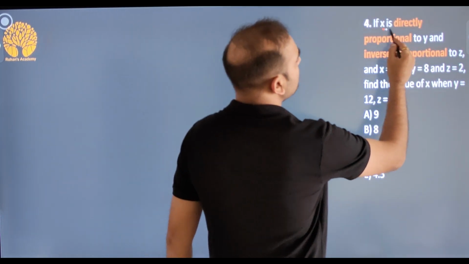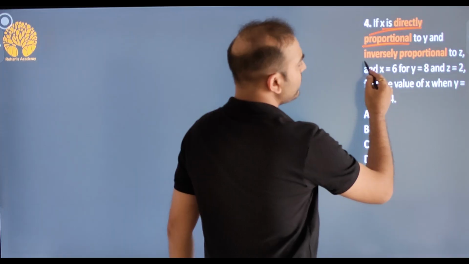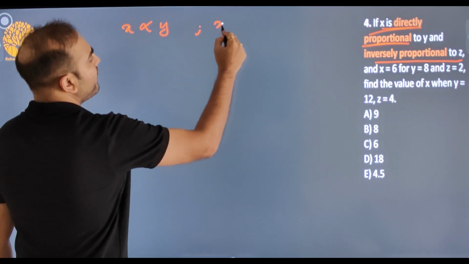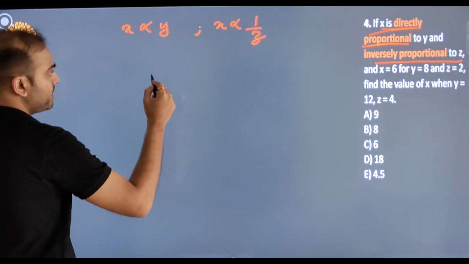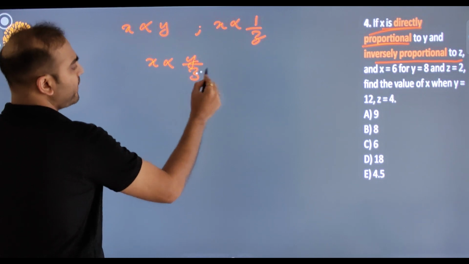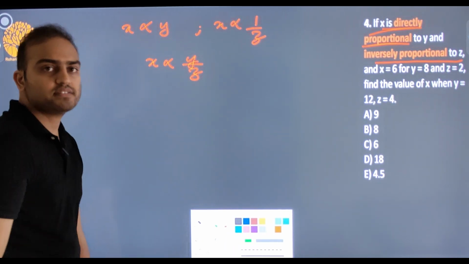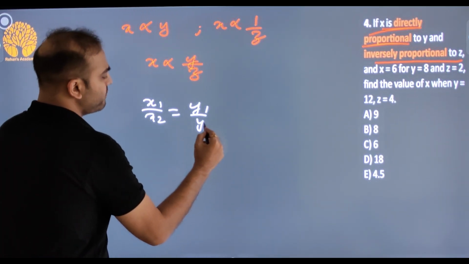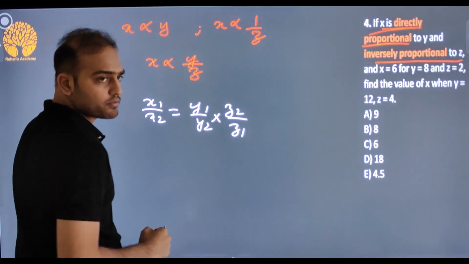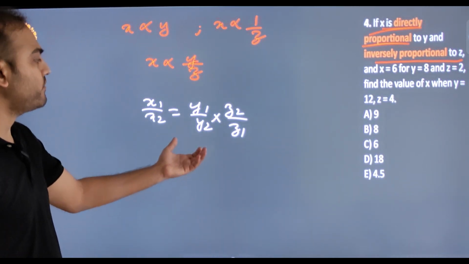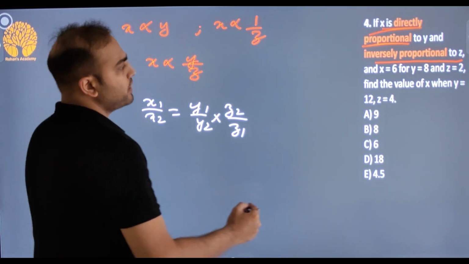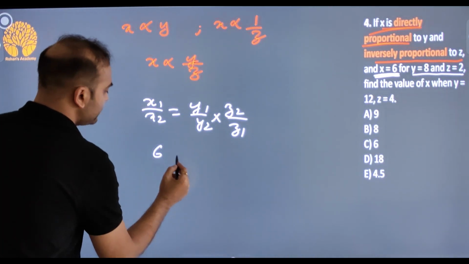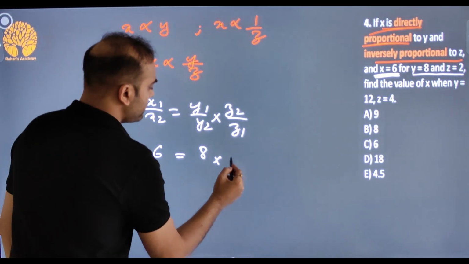So what do we know here? We know x is directly proportional to y and inversely proportional to z. We can combine the two and write x is proportional to y by z, and the formula x1 by x2 is y1 by y2 times z2 by z1. We know x is 6, y is 8, z is 2. So x1 is 6, y1 is 8, z1 is 2.